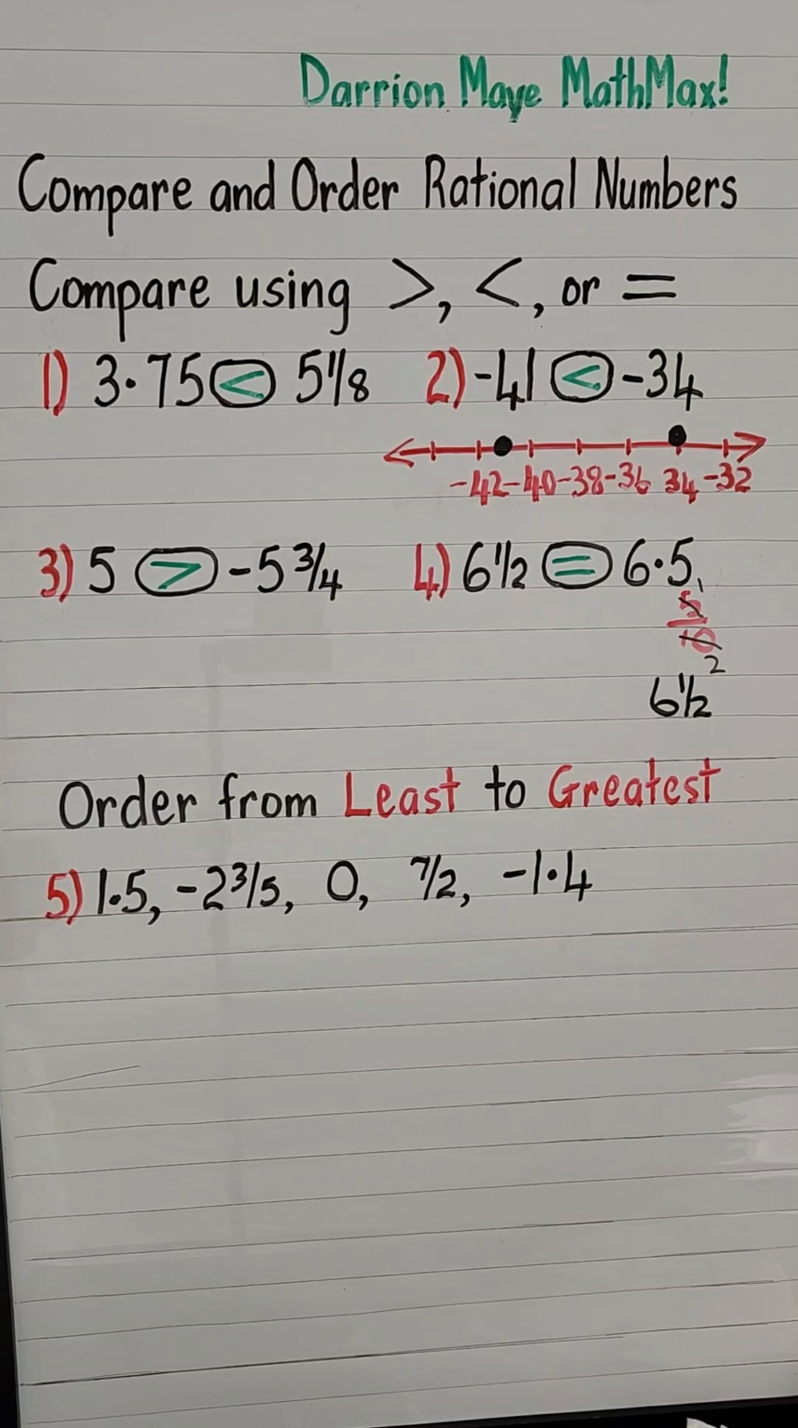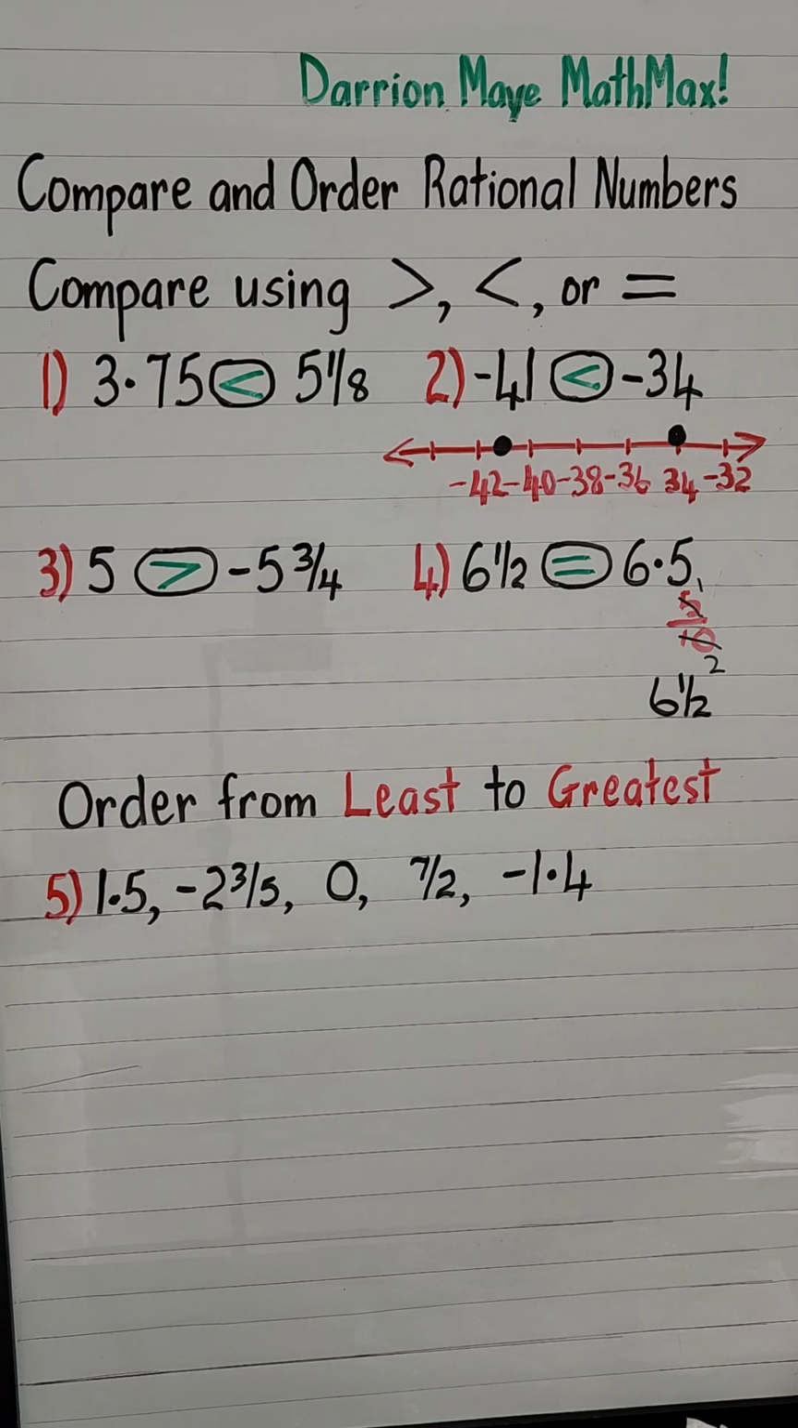And next example, we're going to order from least to greatest: 1.5, negative 2 3/5, 0, 7 over 2, and negative 1.4. Okay, so let's look at the numbers and see if we can figure them out. And then we're going to show them on a number line.